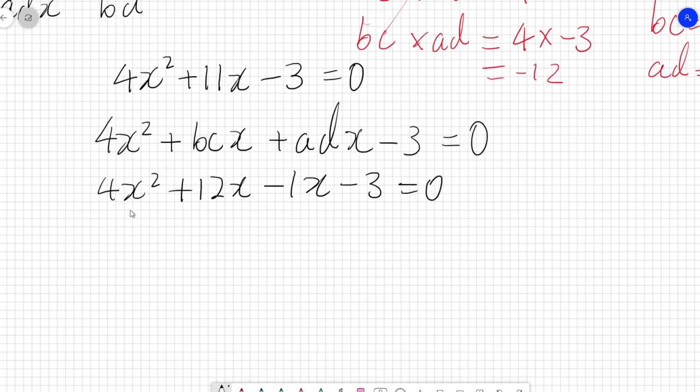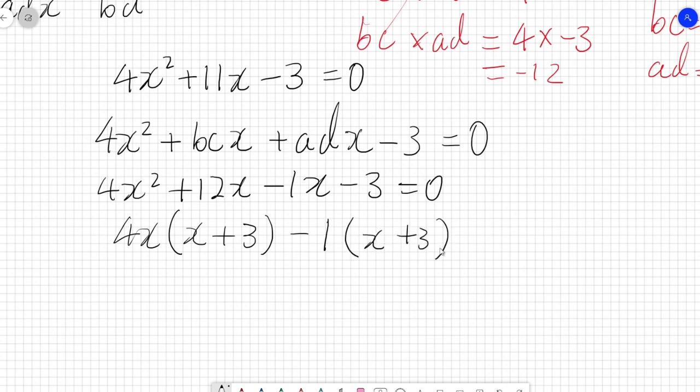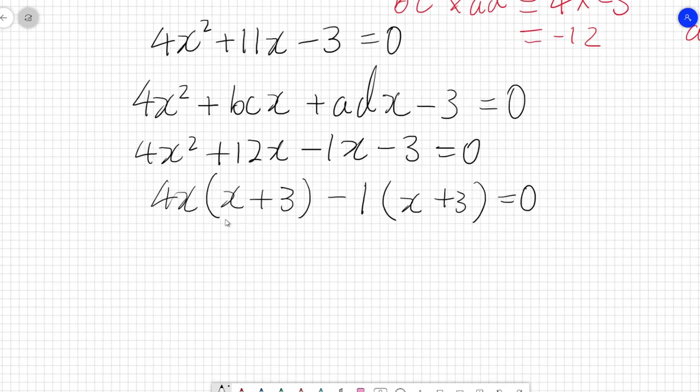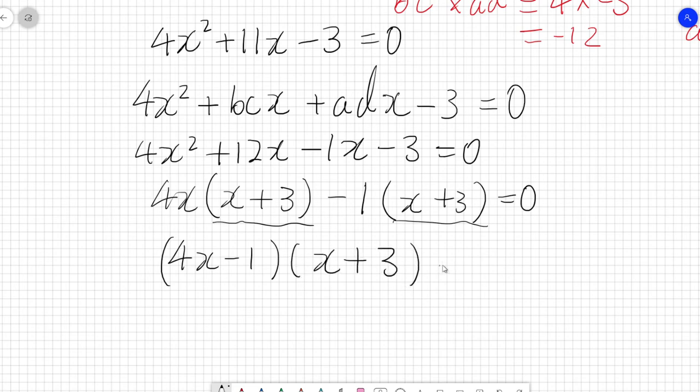Now we can just factorize everything. So the highest common factor for the first half will be, of course, 4x. So we have x plus 3 minus, what's the highest common factor here? So it's negative 1. So we have negative 1 times x plus 3 equals 0. And of course, now we can factor out x plus 3 again. So we have 4x minus 1 times x plus 3 equal to 0.